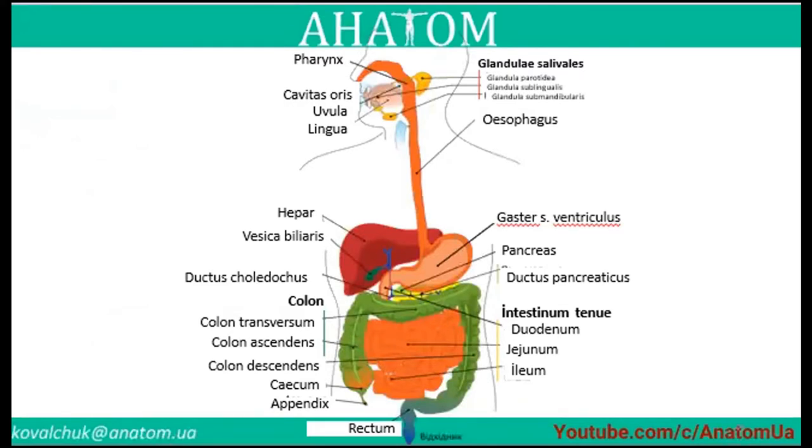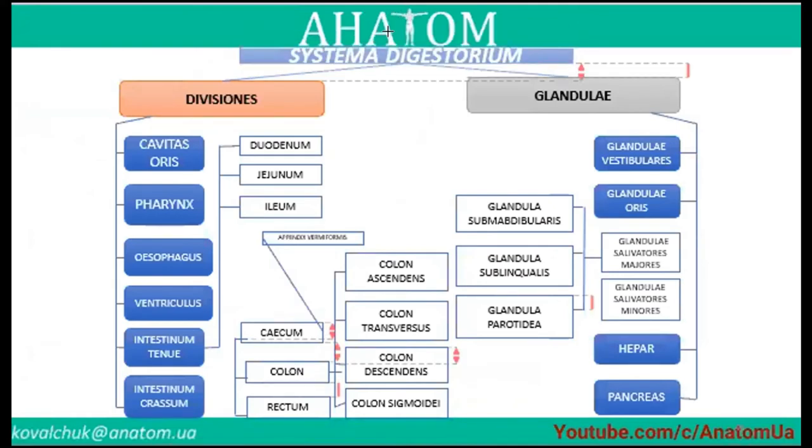Next, there may be some schematic, yes? In the digestive system there are some regions and glands. The regions are the oral cavity, pharynx, esophagus, stomach, small intestine, and large intestine. The small intestine has three parts: duodenum, jejunum, and ileum. The large intestine has three parts too: cecum, colon, and rectum. If you look, the colon, for example, has four parts. And for remembering this structure, we will talk about some methods next time.